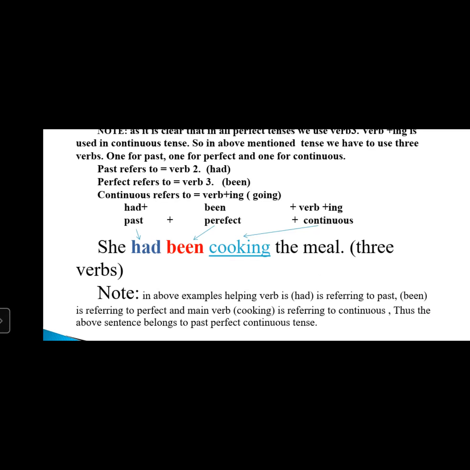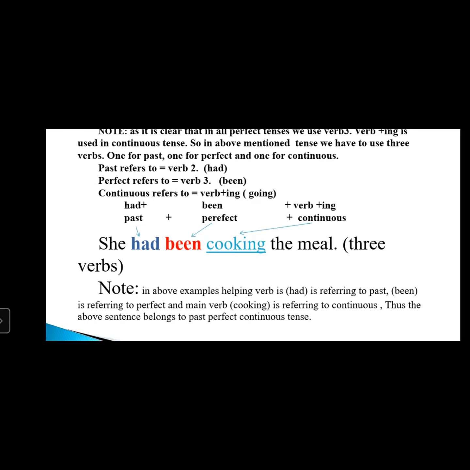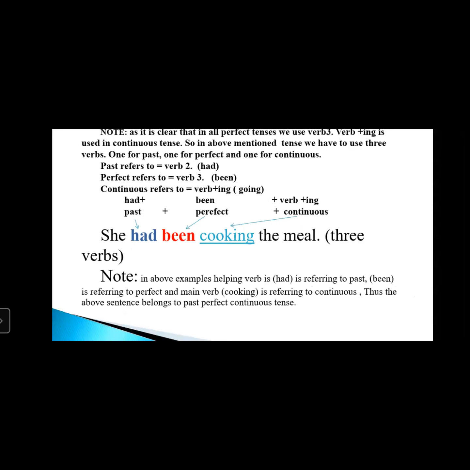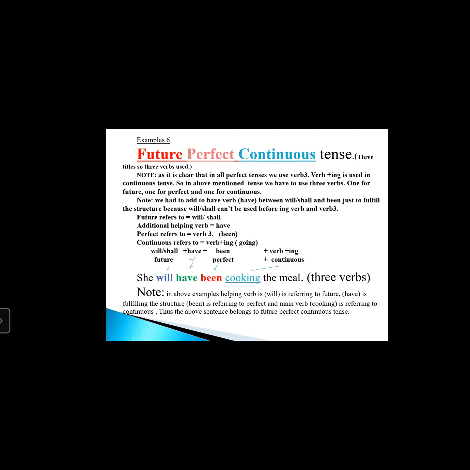अगर मैं had को remove कर दूं, it remains only perfect continuous. Which perfect continuous? It's not clear and not complete. Now future perfect, similarly, cooking stands for continuous, been stands for perfect, will stands for future, and after modal auxiliary will, we have to use base form, that's what have. So will have been cooking, it's future, perfect, continuous tense.